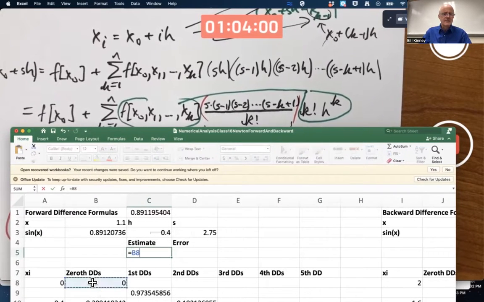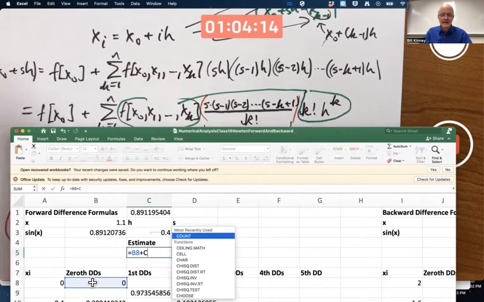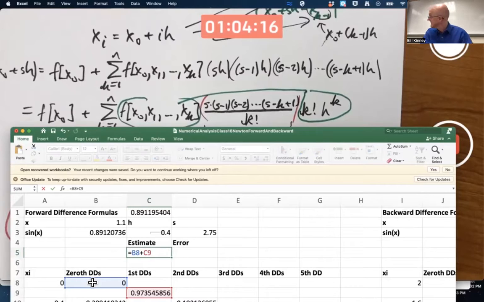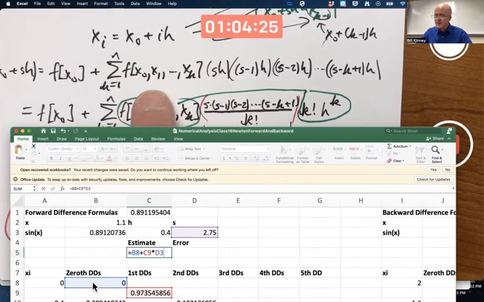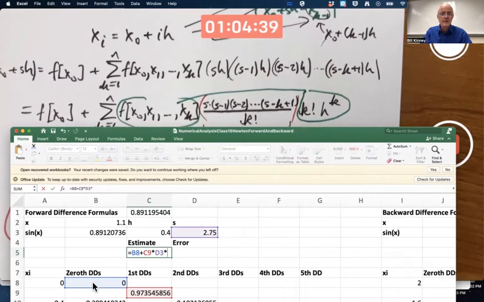F of x0 is still in B8, plus, okay. We do still need to use the first divided difference. I'm going to use this formula, so I still need these divided differences. The first divided difference is in cell C9. See that there? C9 times S. I'm using this part of the formula with k equal to 1. K is 1. S minus 1 plus 1 is S. I'm only going to have just a factor of S and one factor of H. Times H, C3.